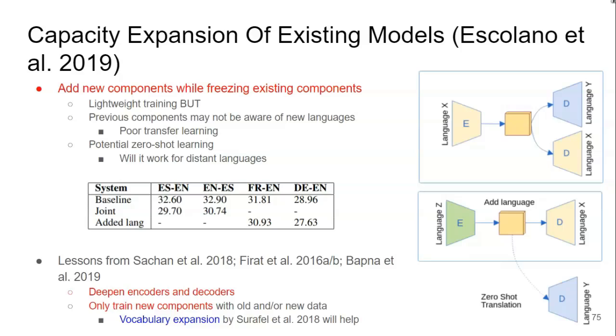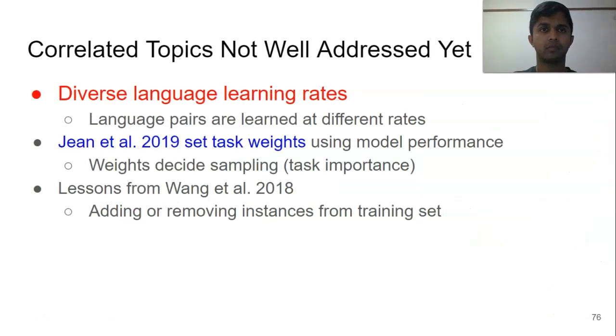We could additionally borrow lessons from Sachan et al. and Firat et al. and Bapna et al., where we can use some kind of adapter layers instead of adding whole new encoders. Furthermore, we can only update these added parameters. Next, instead of simply adding a new encoder, it might be possible to deepen the encoder and allocate these deepened components for the new languages that are introduced.